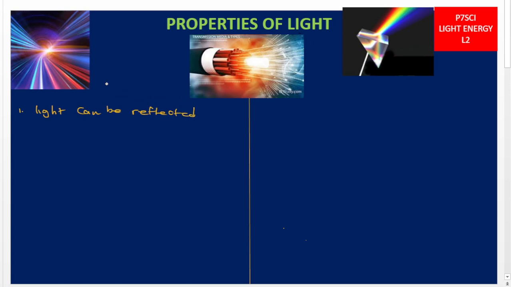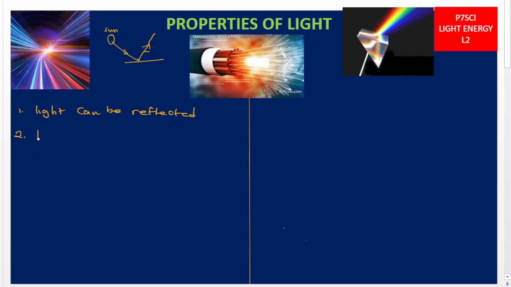What does this mean? It means that if we have the sun, remember the sun is the major source of light, then it is going to produce a light ray. When it reaches down here, it is going to go back or bounce, and this bouncing is what we call reflection. Or when you get a mirror and put it under the sun, you are going to get a reflection. So light can be reflected.